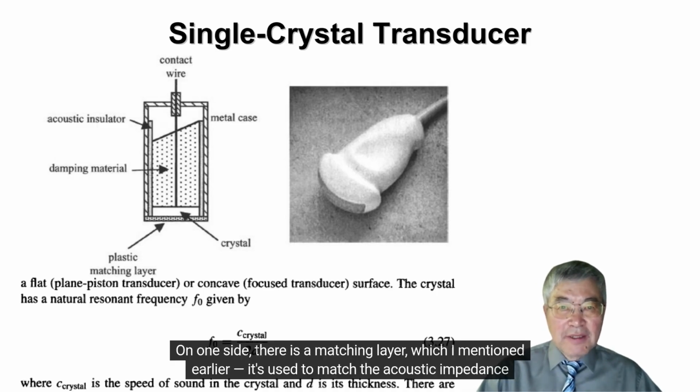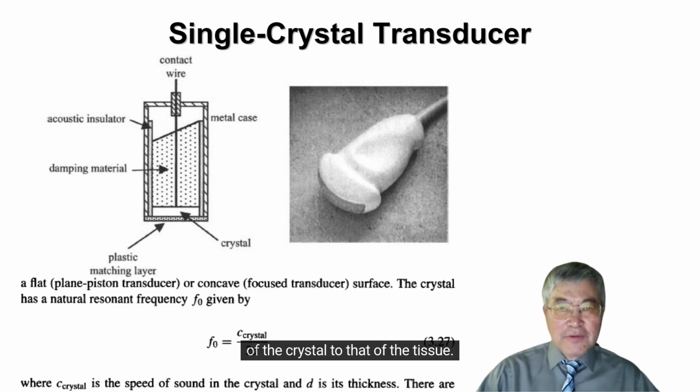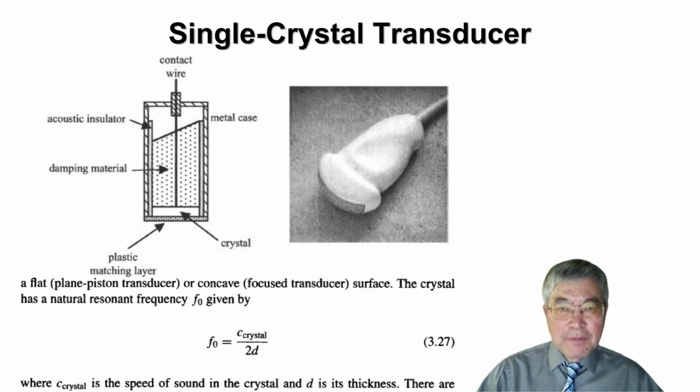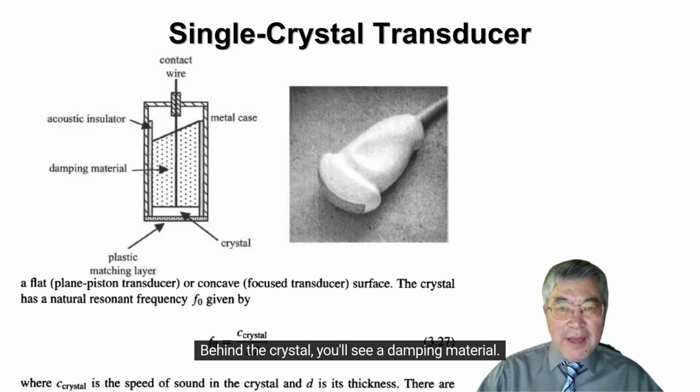On one side, there is a matching layer, which I mentioned earlier, is used to match the acoustic impedance of the crystal to that of the tissue. Without this layer, much of the energy would be reflected at the interface, and very little sound would enter the body. Behind the crystal, you'll see a damping material.